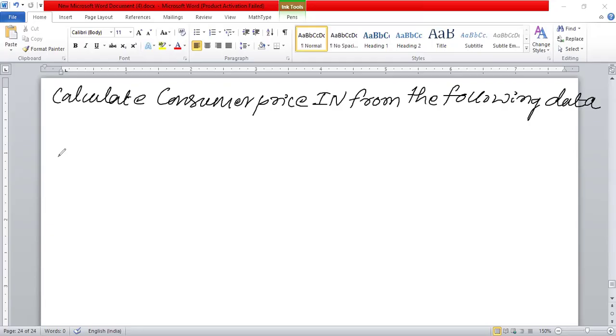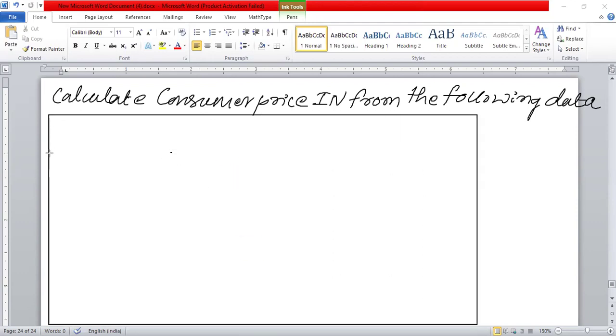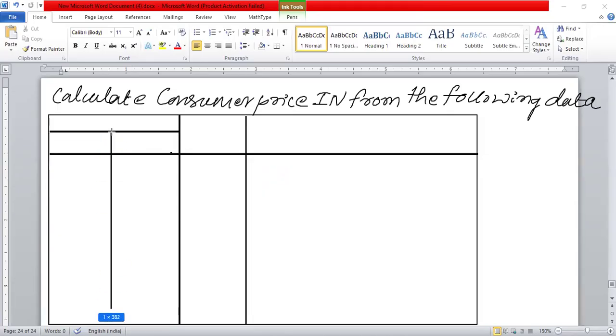So price, then weight is given. So there are only two methods, guys. One is called aggregative expenditure method and one is called family budget method. Here weight is given, so aggregative expenditure method is not possible. So at that time we have to apply family budget method. So family budget method is nothing but weighted AM formula, summation PW by summation of W, same only.